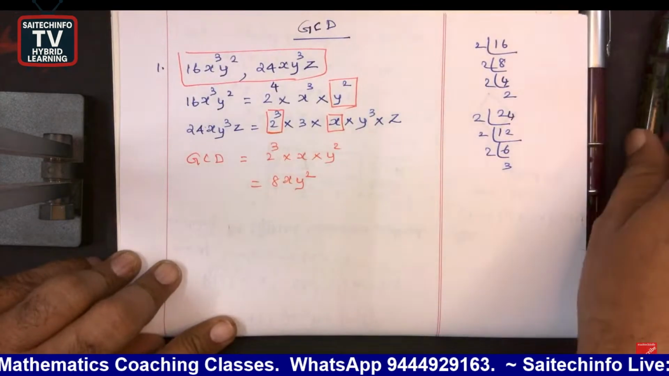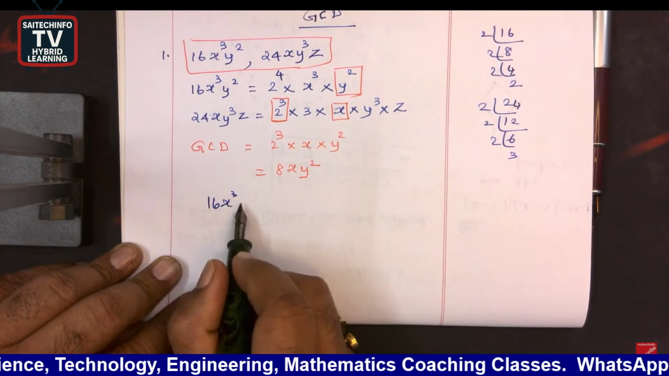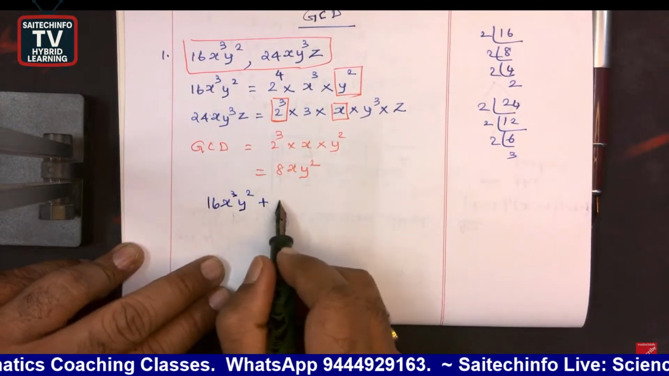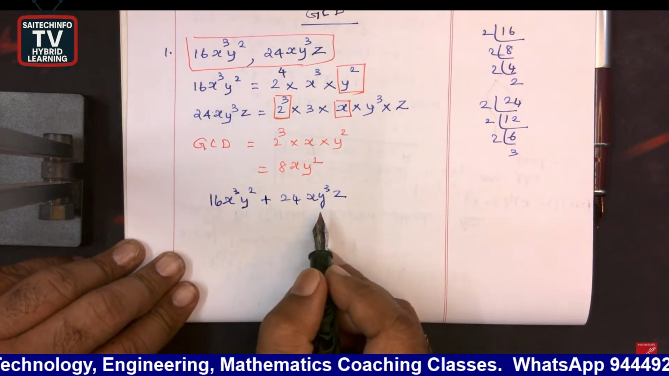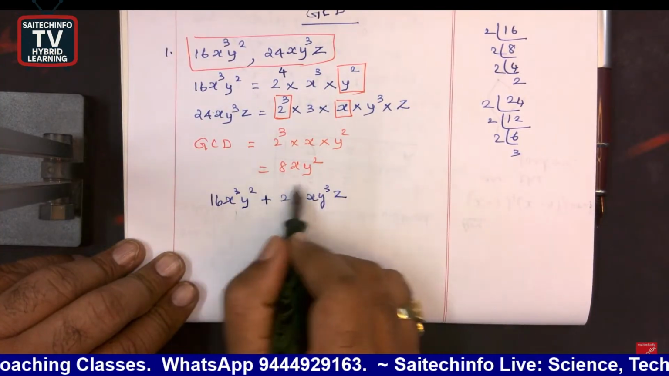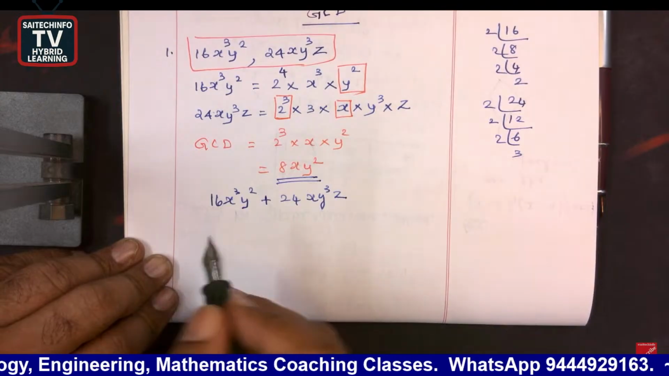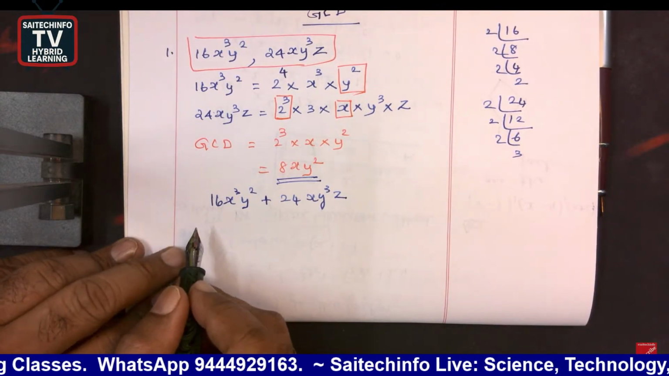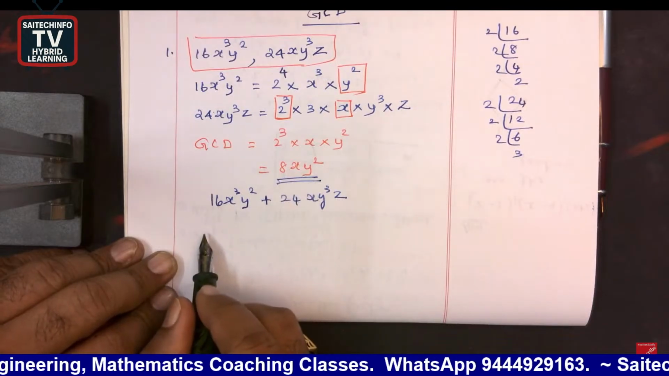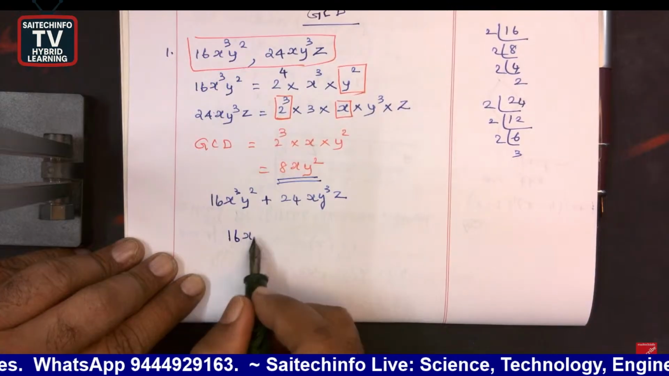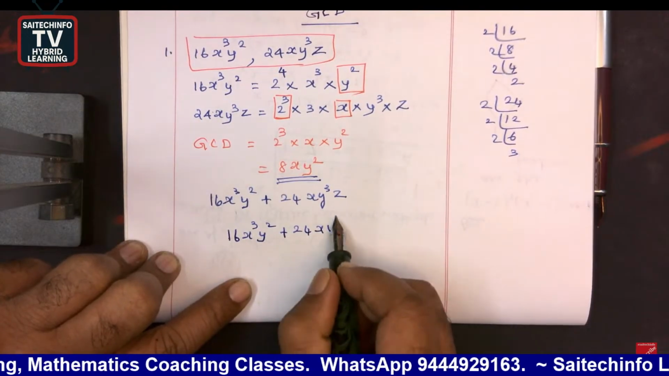Shall we try this? Now let us consider 16 x cube y squared plus 24 x y cube z. So let us expand it. How to expand? You have to consider the GCD. So we have already worked out the GCD for these two terms, so we can take it outside the bracket. What do you mean by that? When you take it outside the bracket as multiplication, you have to divide by the same factor, same GCD. So I am taking outside. I have got 16 x cube y squared plus 24 xy cube z.